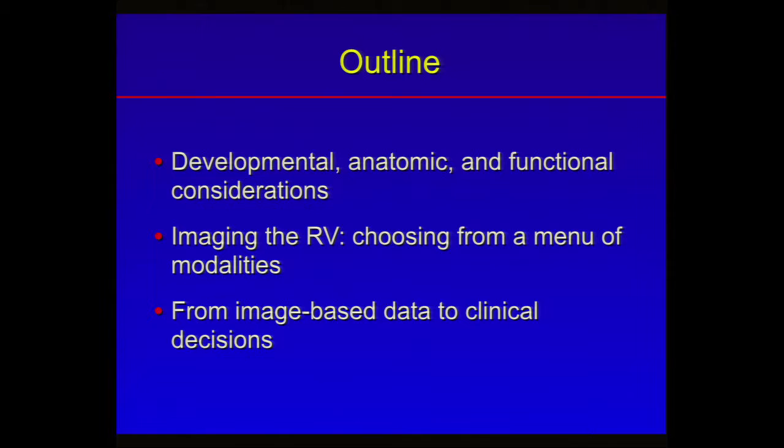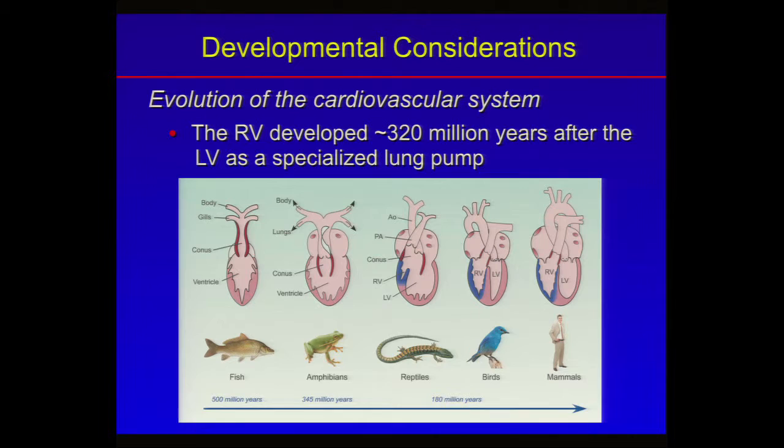So let's go to the beginning, and I find it helpful to consider the embryology of the heart. In this case, I'm actually going to begin with developmental considerations. It is worth noting that the evolution of the cardiovascular system mimics embryogenesis. If you look at the evolution of the cardiovascular system, the right ventricle has developed approximately 320 million years after the left ventricle. And the right ventricle has developed as a specialized lung pump.